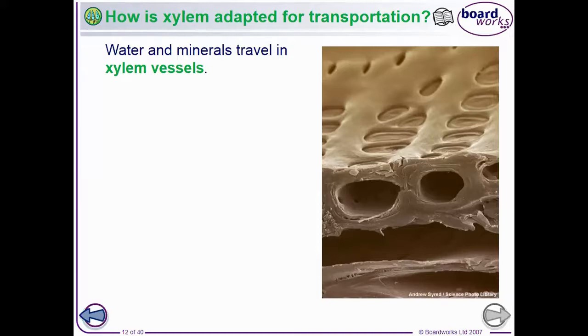So what about the structure of the xylem vessel allows it to effectively carry out its function of transport? Can anybody tell me? We already talked about it earlier. What about the xylem vessel allows it to carry out its function? I'm getting some answers, but they're not exactly what I'm looking for.